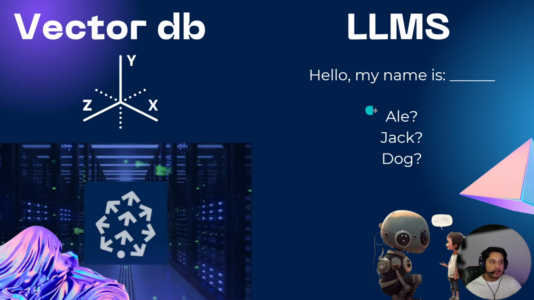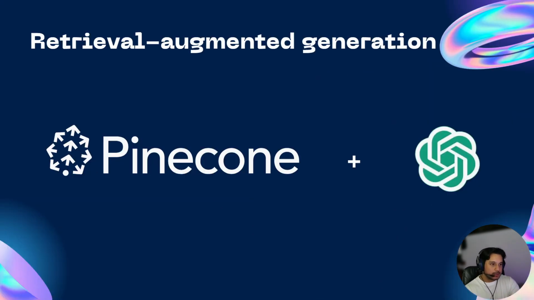Ale and Jack will depend on the context. If I am Ale, then the most possible word would be Ale, and if I am Jack, then the most possible word would be Jack, and the least possible word would be Doug. It's just simple math, probability, and all that stuff. It's not that simple really, but let's just keep it simple.